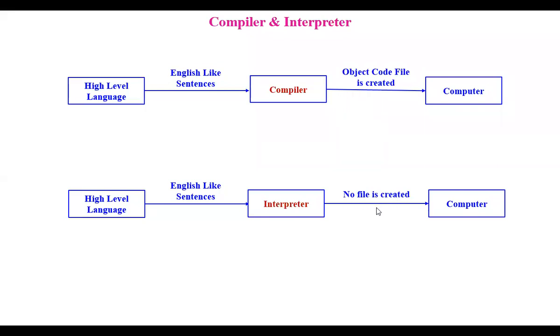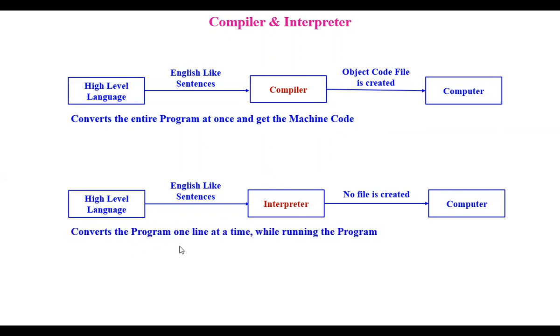It takes up one statement after another statement, and each statement is converted for the computer. So a file is not created, whereas in the case of a compiler, it creates an object file and then does the operation. So this is the basic difference between the compiler and interpreter. The compiler converts the entire program at once and gets the object code file. The machine code file is created. The interpreter converts the program one line at a time while running.